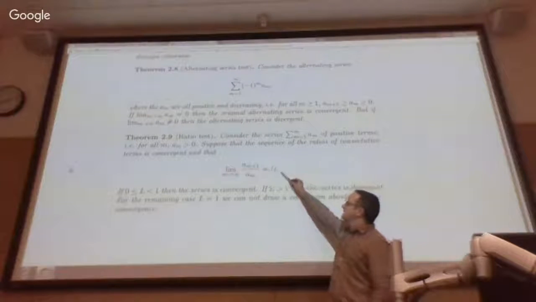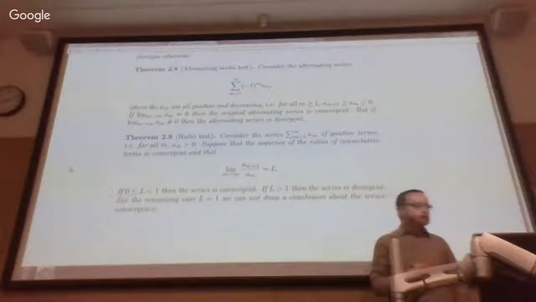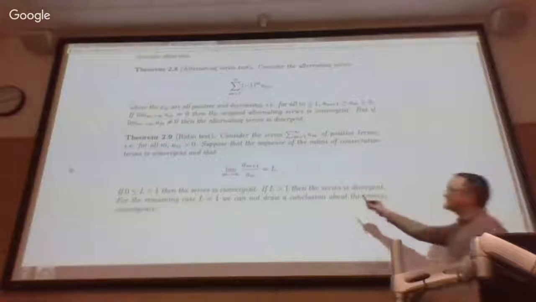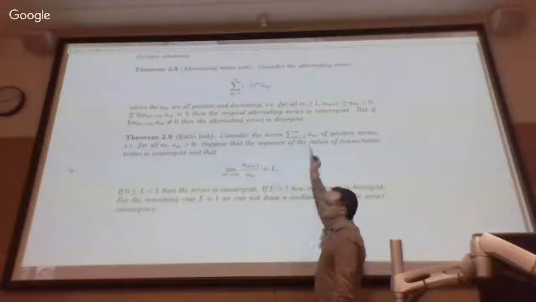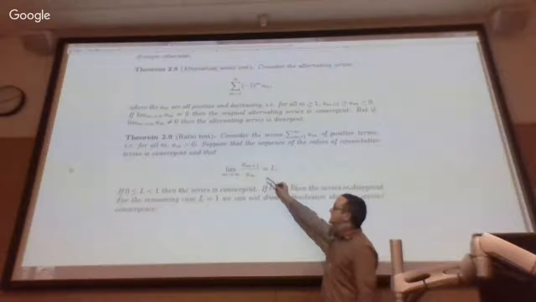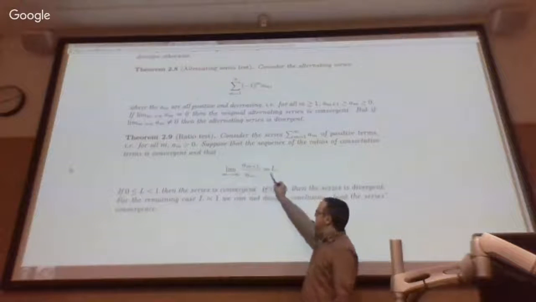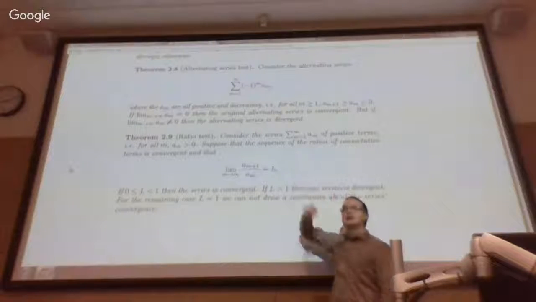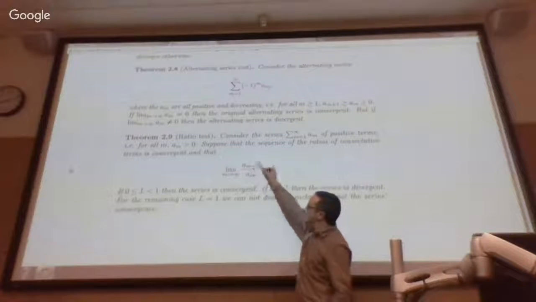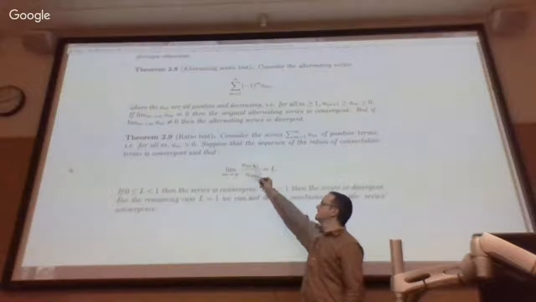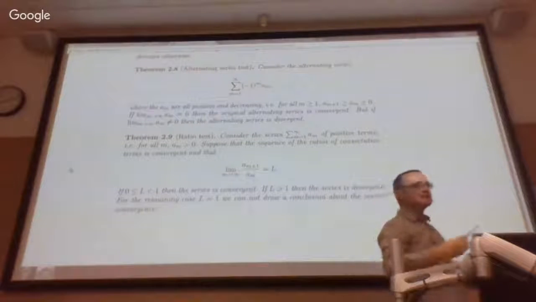If that comes out to be a fixed value which is strictly less than 1, we base the conclusion on what the value of that limit is. Because if this limit exists, that means in the long run our series is acting like a geometric series. When you wait long enough, each term in our series is approximately L times the previous one, because the ratio AM plus 1 over AM will be very close to L. If you multiply both sides by AM, you get that AM plus 1 is very close to L times AM.